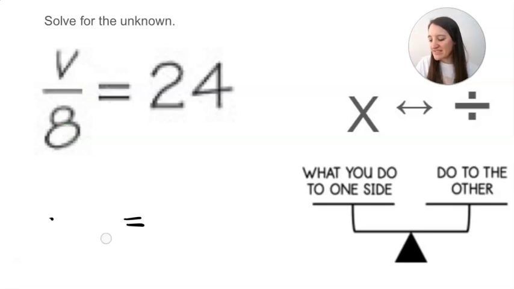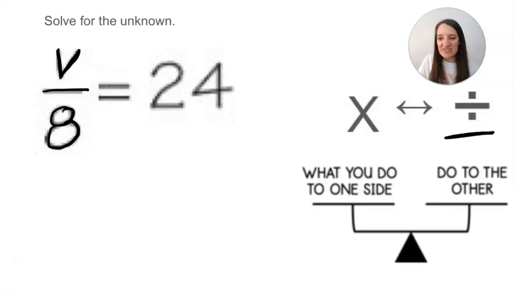Okay, so this is v divided by 8 equals 24. Where is the variable? Right there. Why is it not by itself? Well, because it's being divided by 8. What is the opposite of division? Multiplication. So here's how we're going to multiply this. We're going to times by 8.